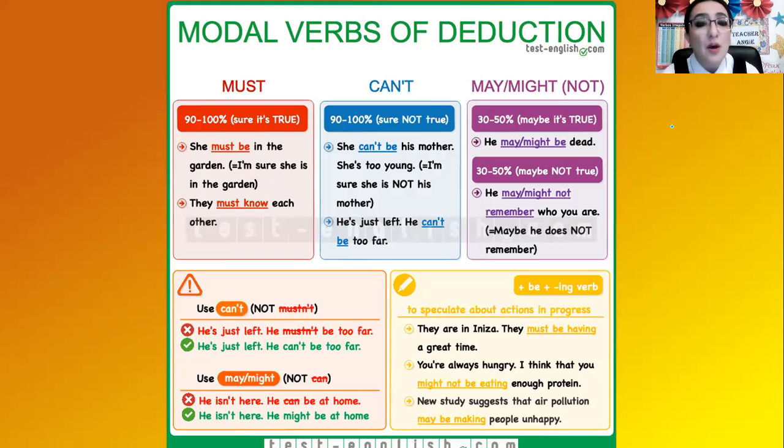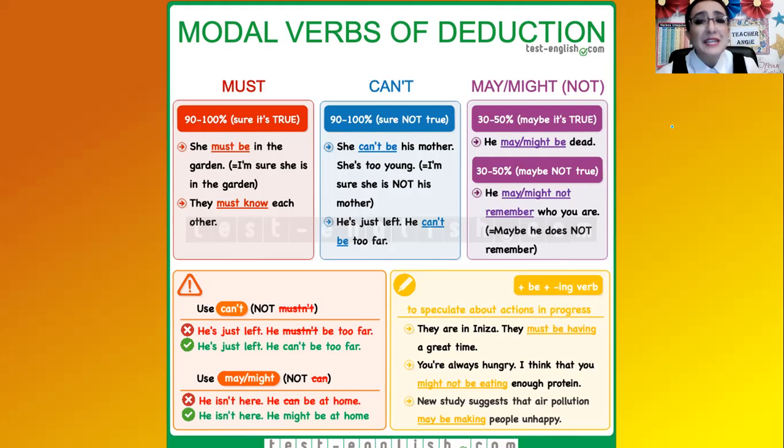Okay, here we have some modal verbs. Must is 90 to 100% sure, something that is super sure. For example, she must be in the garden. I'm sure she is in the garden. They must know each other. I'm pretty sure that they know each other. Mi esposo y yo nos conocemos muy bien. That is must, okay? 90 to 100% sure. It's true, but can't is also 90 to 100% sure, that it is not true.